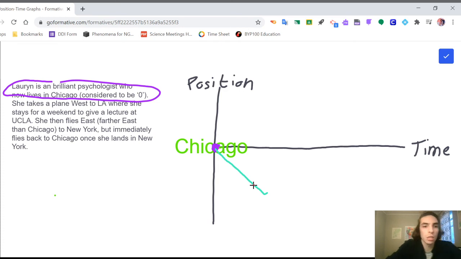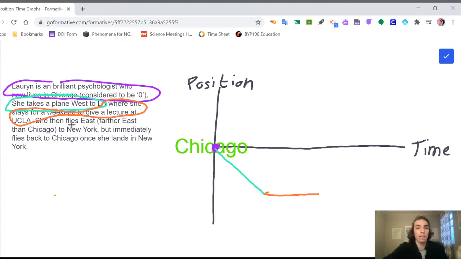And then she stays there for a weekend to give a lecture at UCLA. So if she's staying somewhere, she's at rest, she's not flying or driving around, at least not too much. She's still based in the same city out there in LA. So even though her position is not changing, the Y value is not changing, time continues to move forward, even though Lauren is not moving from LA, at least for a little bit.